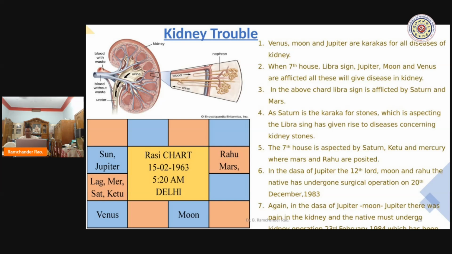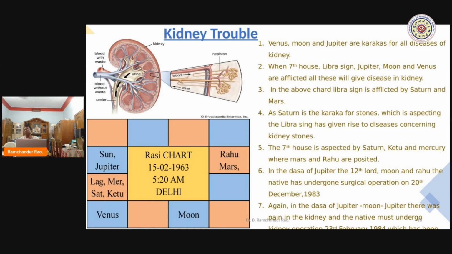Saturn is the karaka for stones, and it is aspecting the Libra sign, which has given rise to the kidney stone disease. We have ascertained that when Saturn aspects the concerned house, that is the Moon as well as the Libra sign, there is a probability of getting kidney diseases. I am using the word probability, but when it is going to come, we will know. The 7th house of this chart is aspected by Saturn, Ketu and Mercury, where Rahu and Mars are present.